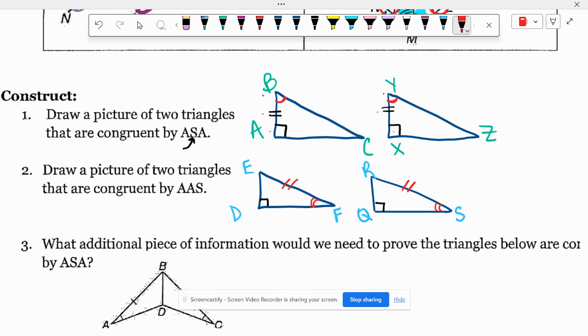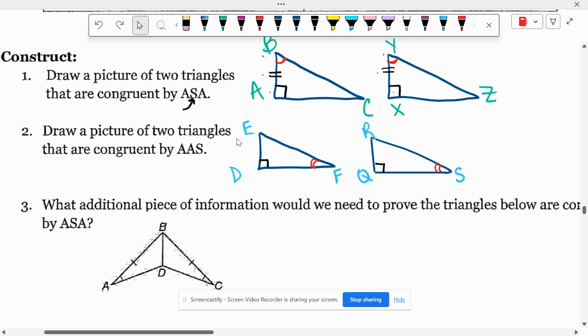Is someone going to ask the question? I mean, that absolutely works. Angle, angle, side. What if I didn't mark EF and RS? Is there another side that could be marked as congruent using angle, angle, side? What about DE and QR? Doesn't that still follow the same pattern? Angle, angle, side?